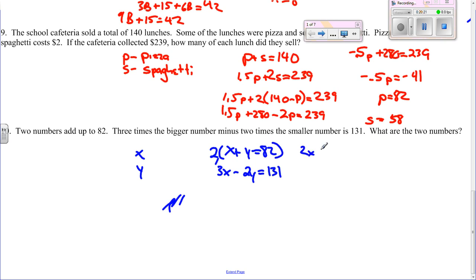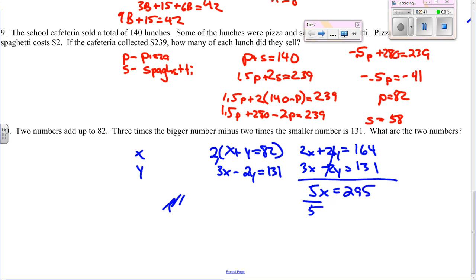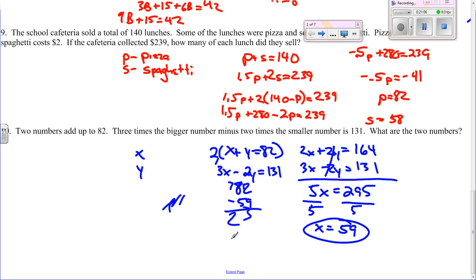So it gives me 2x plus 2y equals 164. It'd be 3x minus 2y equals 131. Y's cancel, gives you 5x equals 295. Divide by 5, and you get x equals 59. So x equals 59. That means y would be 82 minus 59, which gives me 23. So y equals 23.